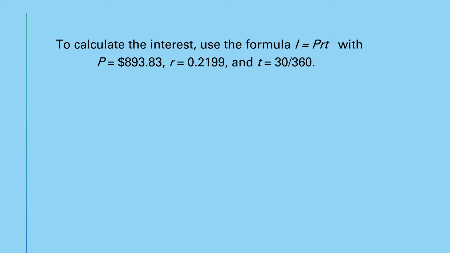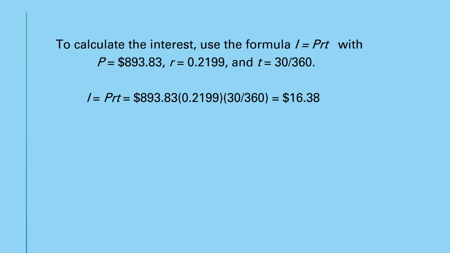To calculate the interest, we use the formula I equals PRT. Here the principal amount will be the average daily balance, R is the rate, and T is the time in days. Let us assume that the total is not 365 here, but 360. So it will be 30 divided by 360.